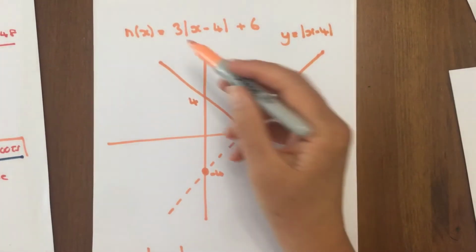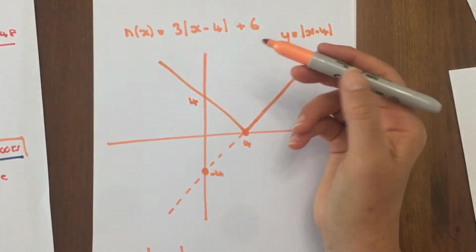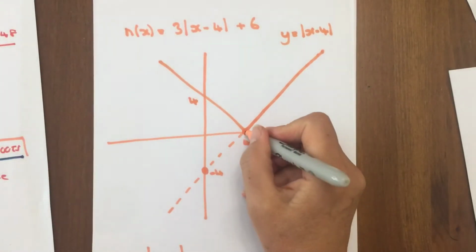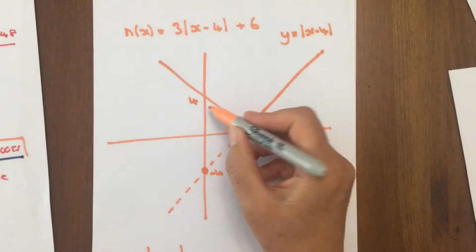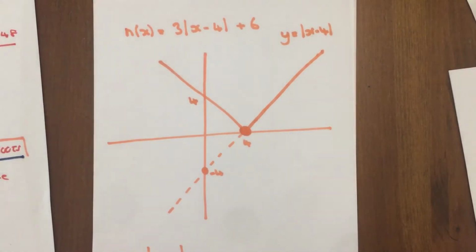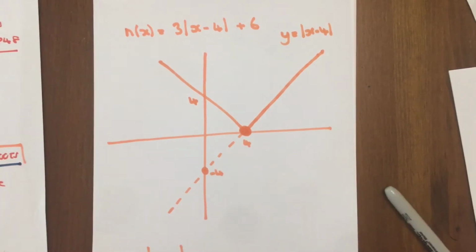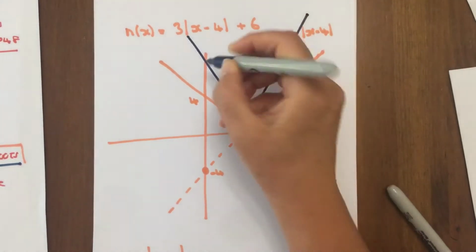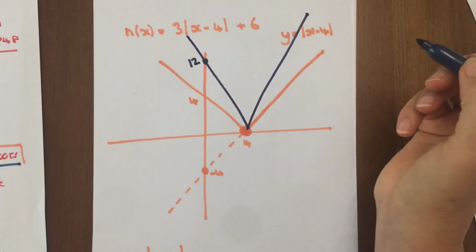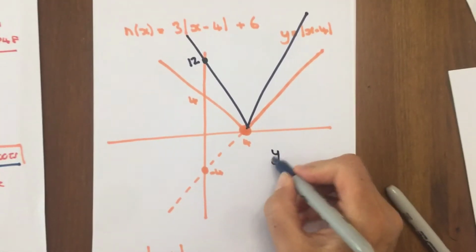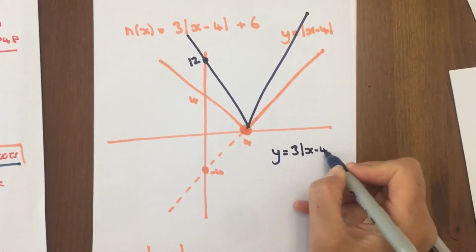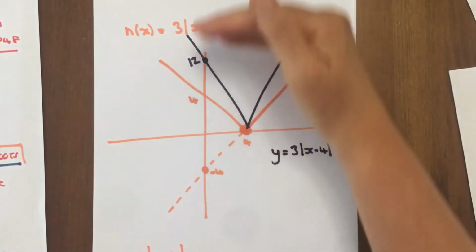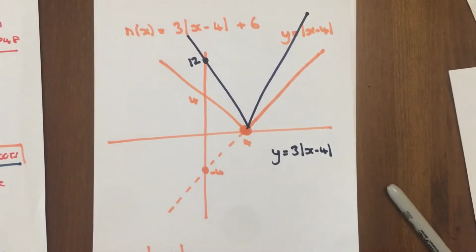Right, if I now multiply it by 3, that means I stretch it by a scale factor of 3 away from the x-axis. This will stay the same because that's nothing from the x-axis, and my 4 will now go to 12. So if I draw that in a different colour, the whole thing is going to become a lot thinner, like this. Okay, so it's not to scale. So that's now y equals 3 lots of the modulus. And now if I add 6, this black graph is all going to move up by 6.